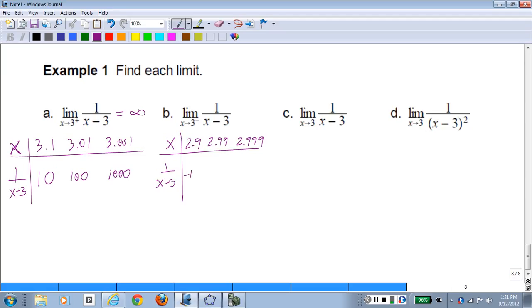Is this negative 10? And negative 100? And negative 1,000? Get a number that's just a little less than 3. Subtract 3, you get a number that's a little less than 0. If you take 1 and divide it by a number that's a little less than 0, you get a great big negative number. So this one equals negative infinity.